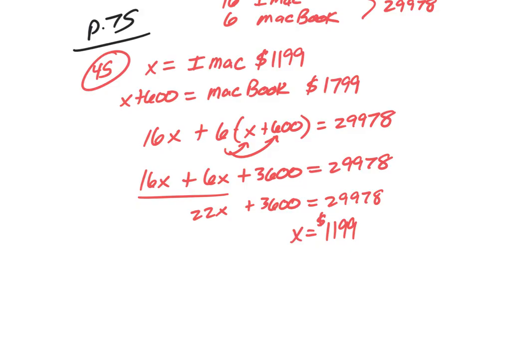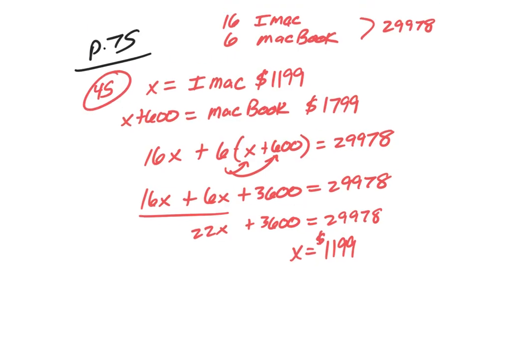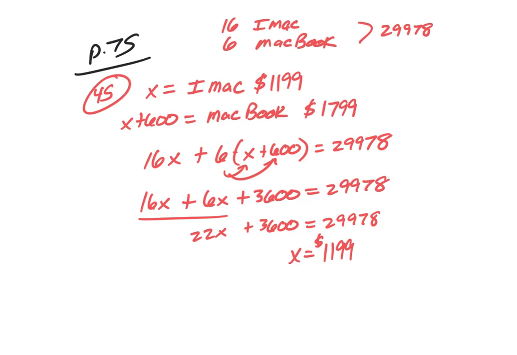our two costs. A little bit harder to check this one, but if you really wanted to check it, I could take 16 times this plus 6 times this, and it should equal back to where we were, okay, if you really wanted to check it.